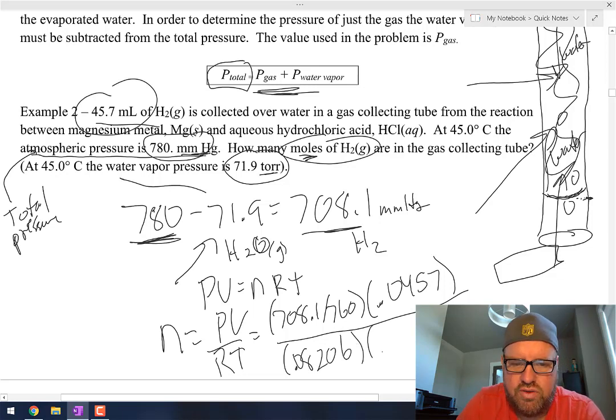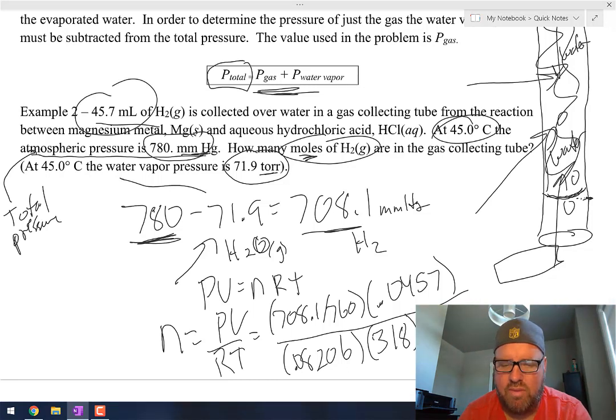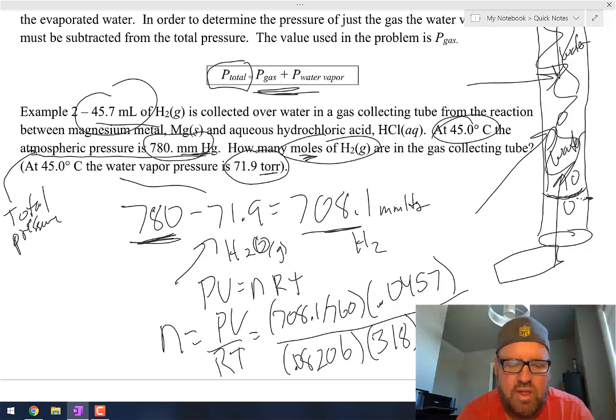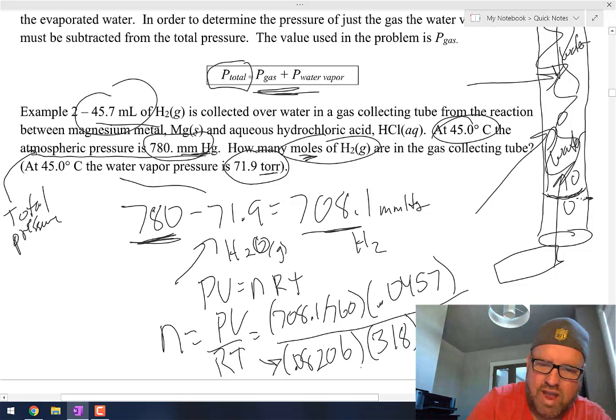Okay, the R, 0.08206. And then the temperature is 45 degrees Celsius. 45 plus 273, I believe, is 318 Kelvin. Okay. So I'm going to take 708.1, divide by 760. Don't care what the answer is, but there it is on my calculator screen. I'm going to multiply that by 0.0457, divide by 0.08206, and then divide by 318. So I'm not sure if you can see it on my calculator screen, but when I do this all in one step, remember, if it's on the bottom, I divide here and I divide here as well. Okay, and or you've got to put the whole thing in parentheses.